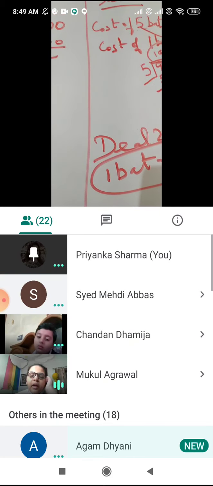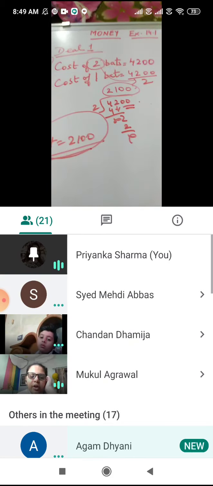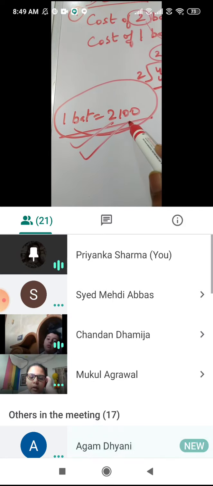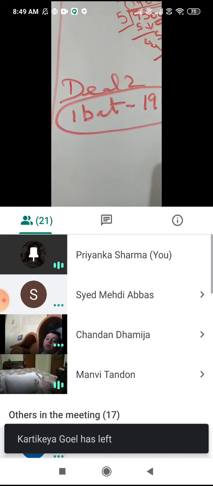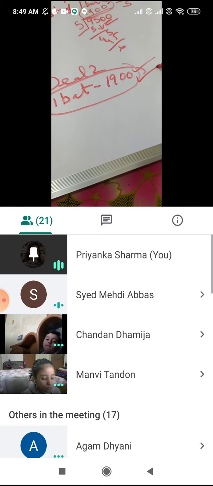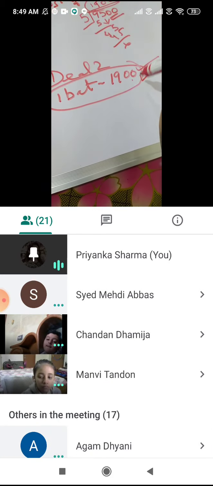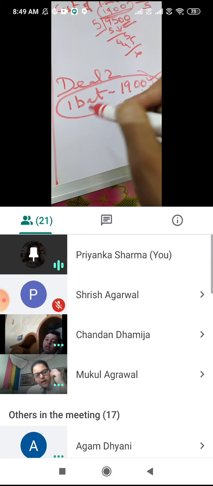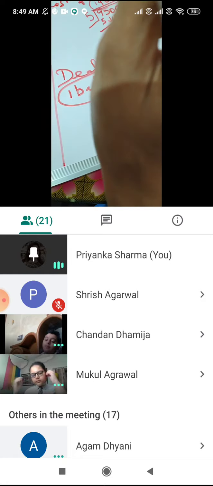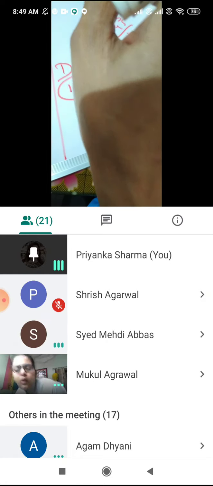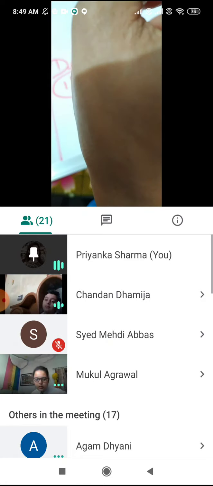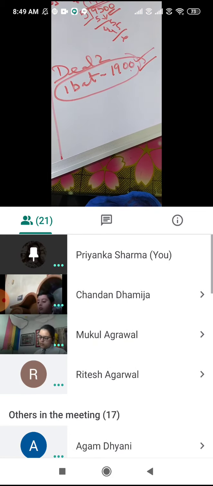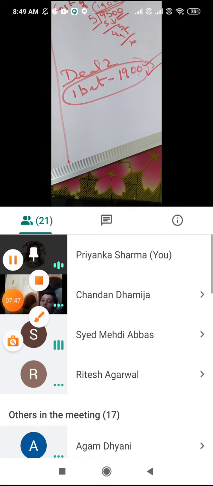In the first deal, we were getting one bat for 2100. In the second deal, we were getting one bat for 1900. So here we are getting a profit of 200. So in the answer we will write, therefore, deal 2 is a better deal. Okay. Is it clear to everybody?